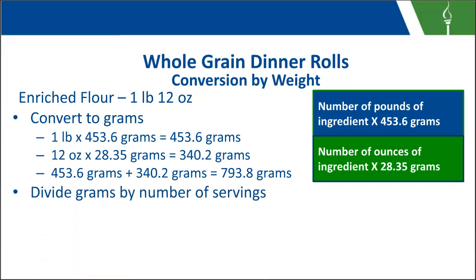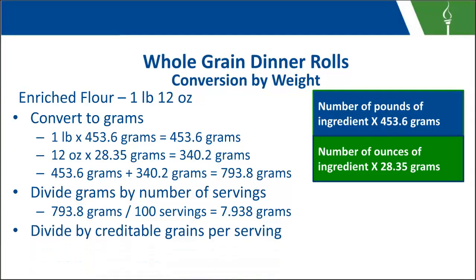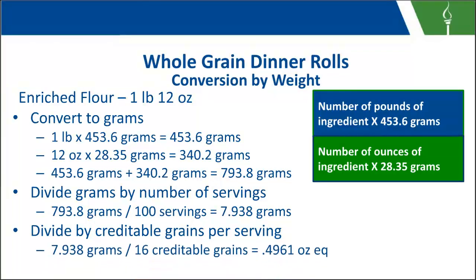Then we're going to divide that number of grams by the number of servings, which was 100. So that gives us 7.938 grams per serving. And then again, divide that by the creditable grains per serving, which, like I said, is always 16. So we have 7.938 grams divided by 16 creditable grains. So we have 0.4961 ounce equivalents.